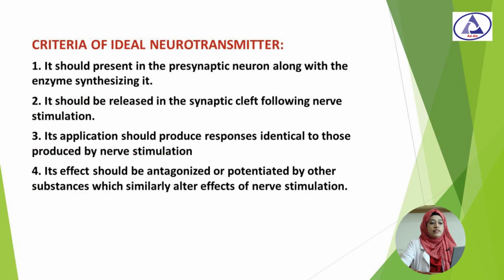Now I discuss the criteria of an ideal neurotransmitter. Number 1, it should be present in the presynaptic neuron along with the enzyme that synthesizes it. Number 2, it should be released into the synaptic cleft following nerve stimulation. Number 3, its application should produce a response identical to that produced by nerve stimulation. Number 4, its effect should be antagonized or potentiated by other substances in the same way as the effect of nerve stimulation.